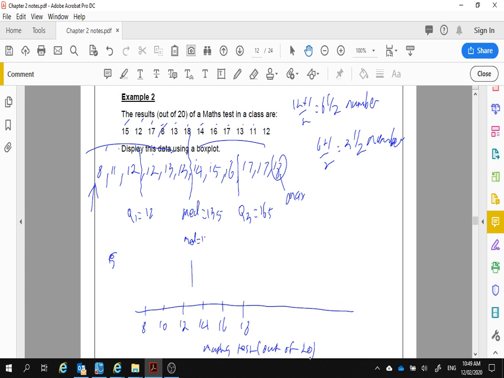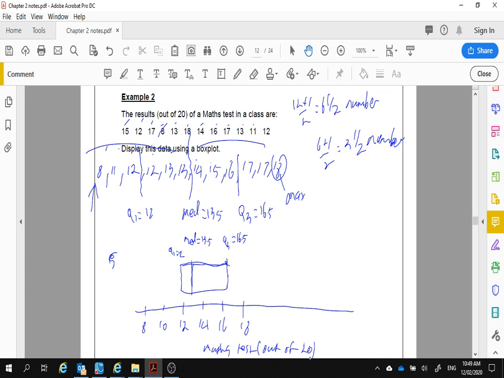Median equals 13.5. Q3 equals 16.5. Q1 equals 12. Draw my box. It's a bit too high there.